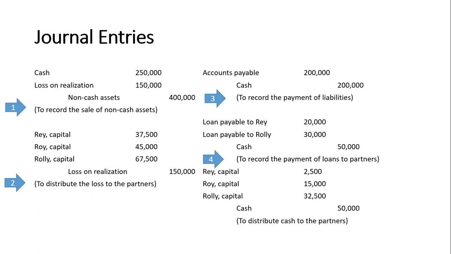The last step is to distribute the remaining cash to the partners based on their capital balances. The capital balances based on the statement of liquidation that we had are 2,500, 15,000, and 32,500 respectively for Ray, Roy, and Rolly. And then we'll need to credit cash 50,000. This is the last step, to distribute cash to the remaining partners.